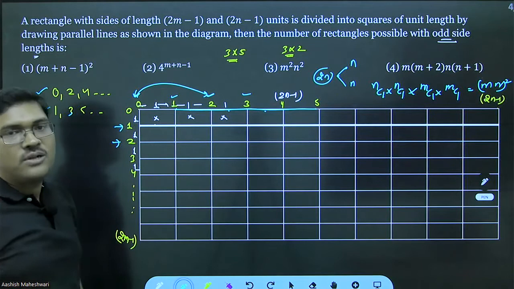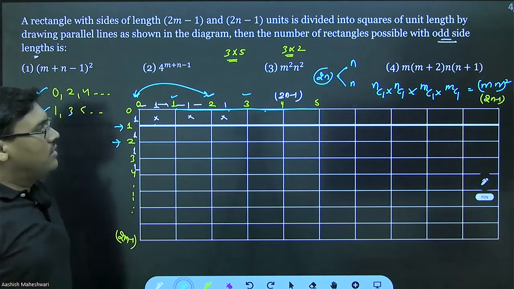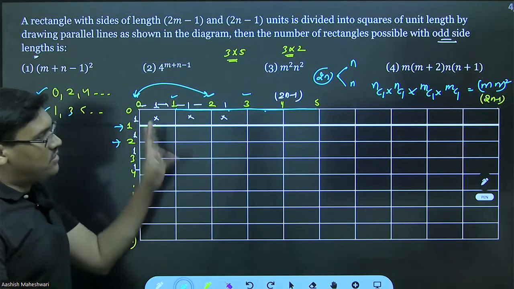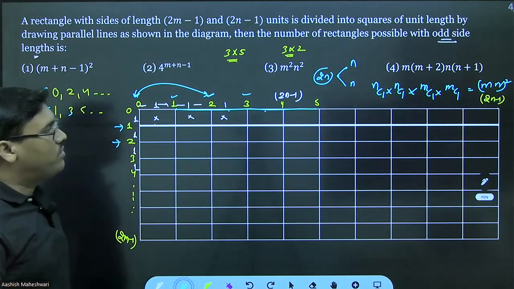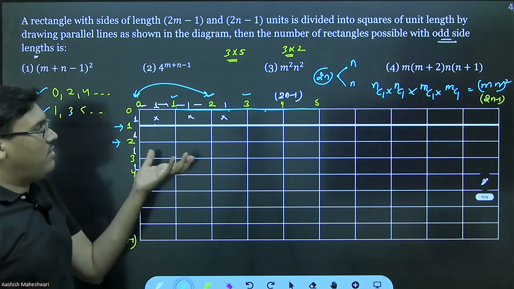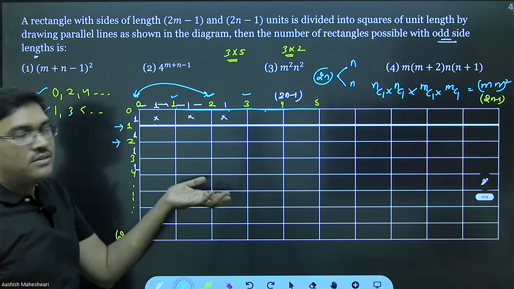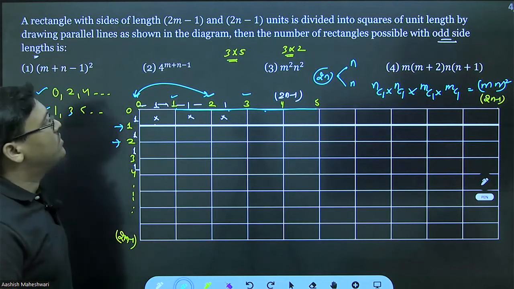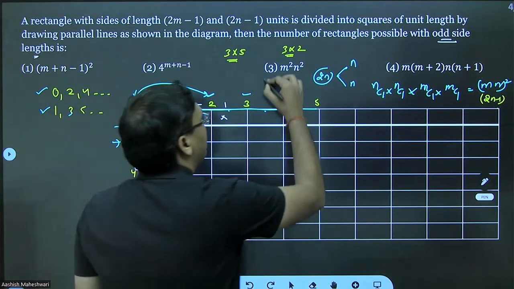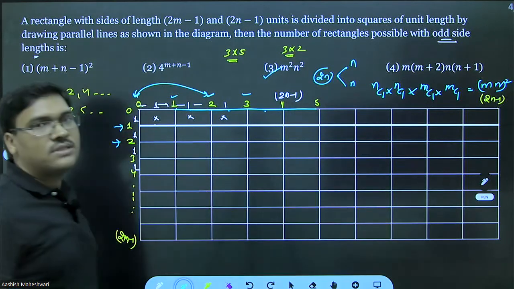So this is the idea to solve this question. There can be some other methods also. This is the easiest method, which I think, right? So you can just check how we have got odd numbered lines and even numbered lines. Okay. So what is the answer? This is m square and n square. That is option C. 3 is the answer.